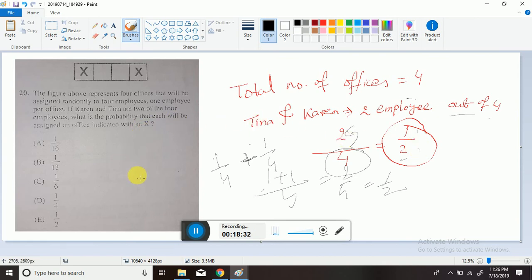You can also consider a bag containing 4 different marbles, and if 2 marbles are chosen, what is the probability of getting the marble? It's so simple, 1 by 2 is our correct answer, and 1 by 2 is in option E. So option E is our correct answer. Don't be confused by the language provided in the question.